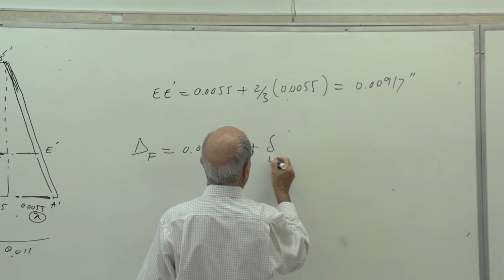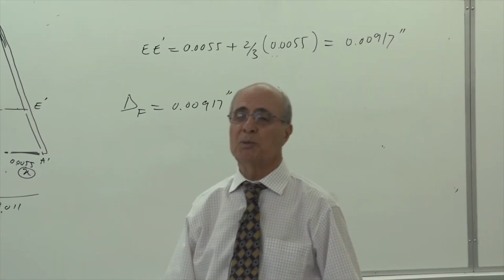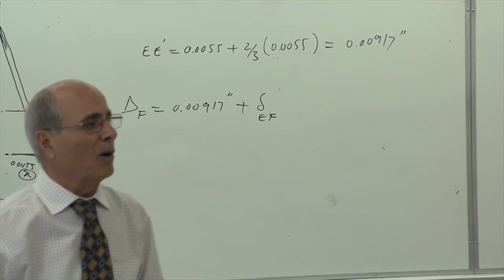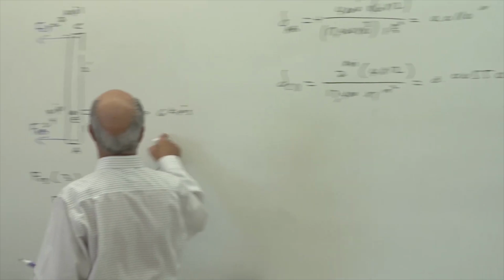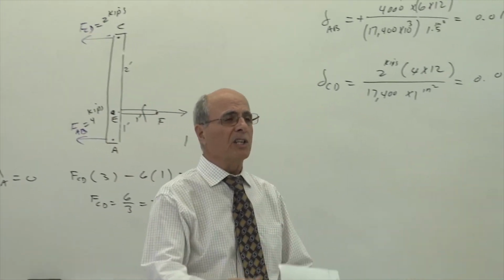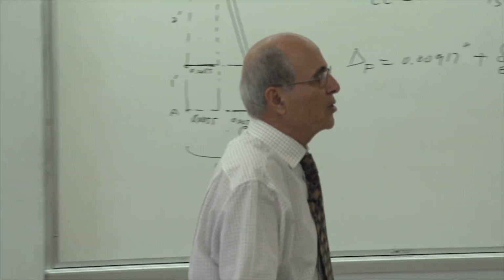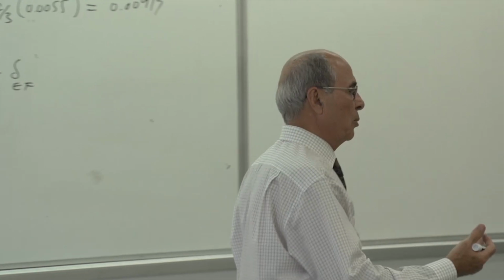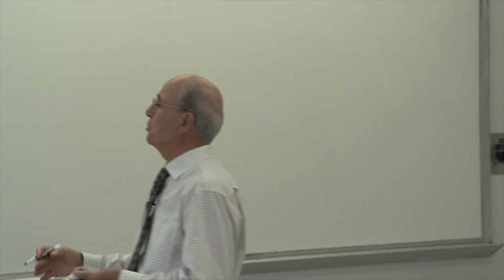Plus delta of EF. Delta of EF is PL over EA. Look how many times I use PL over EA. What's the force in EF? The force of EF is 6. The length is 1 foot. The area given, the E is given, whatever is given, you use that. I don't want to explain that because that's simple. Everybody said the logic is important here. Notice how many times I have to use logic to get this problem.